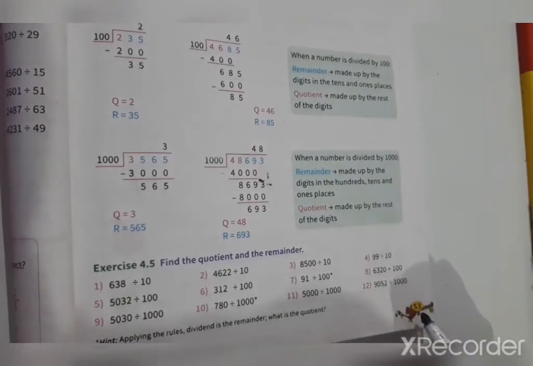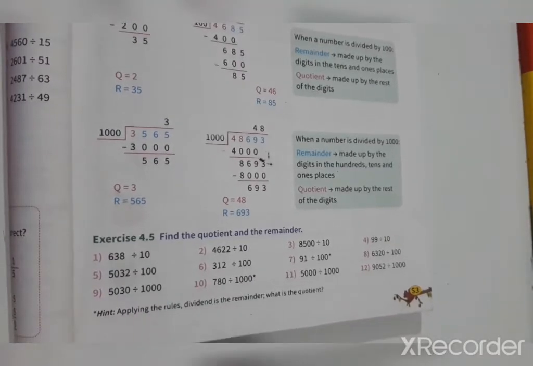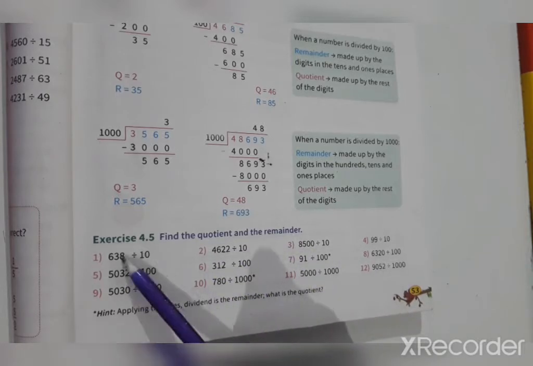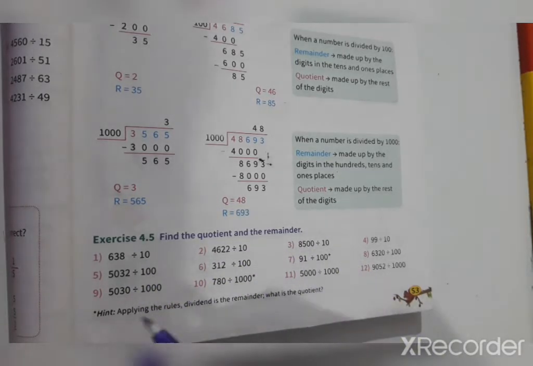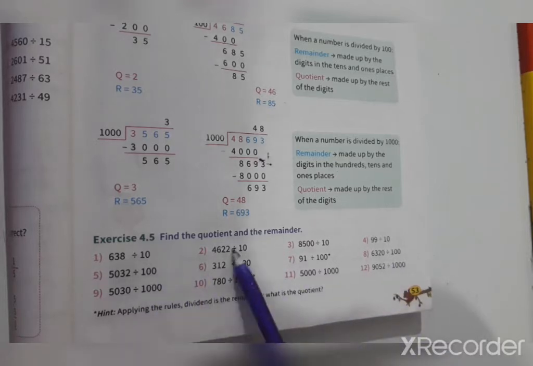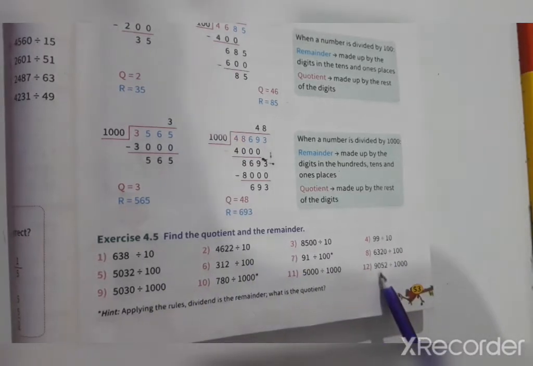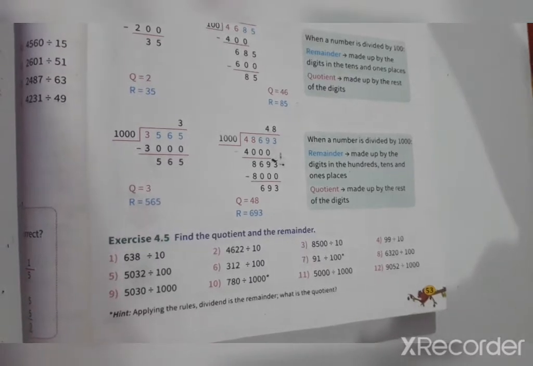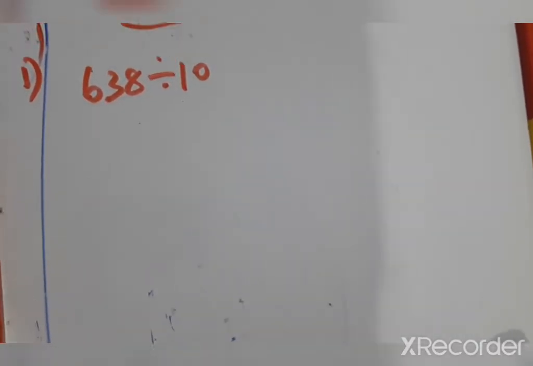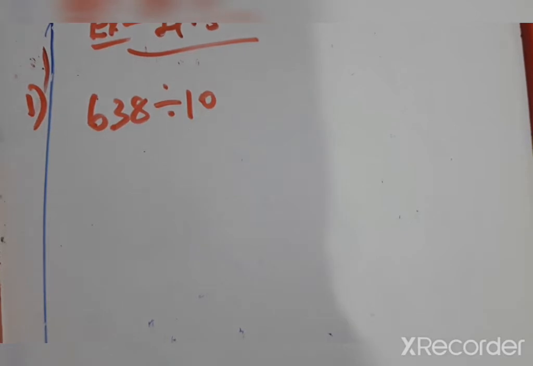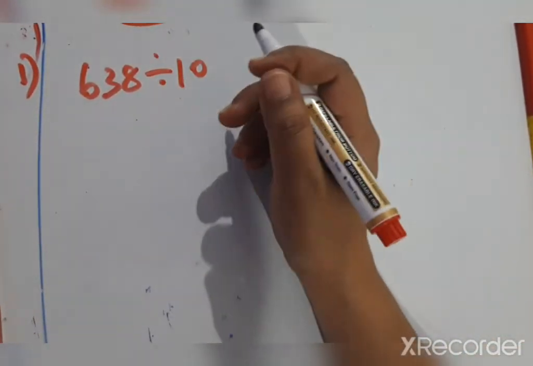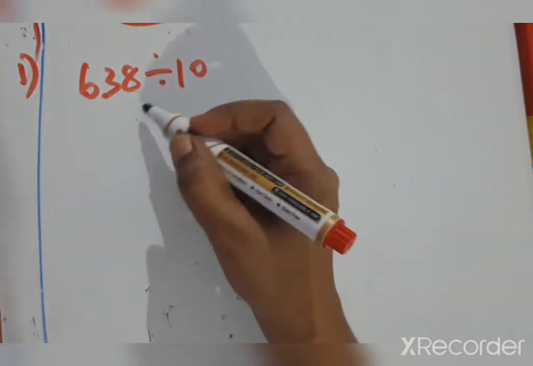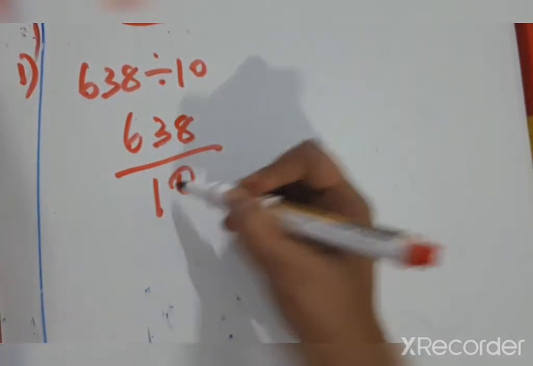Now page number is 53, exercise 4.5. Find the quotient and the remainder. 638 divided by 10. Look at this, children, all are in zeros form: tens, 100, 1000. Here we can directly divide without the actual division, and directly write the answer and remainder also. Now exercise 4.5, first question: find the quotient and the remainder. Here 638 divided by 10.